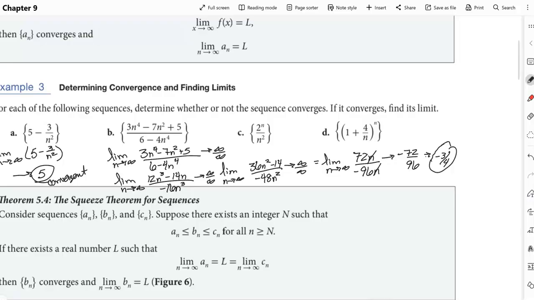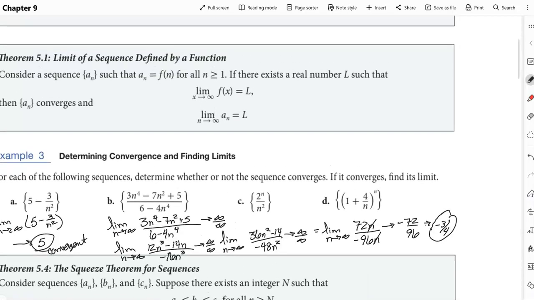So let's look at C. I'm going to write C up here. We're going to take the limit as n goes to infinity of 2 to the n over n squared. So the top's going to infinity and the bottom's going to infinity, so we would use L'Hopital's. The derivative of 2 to the n is 2 to the n ln of 2. Derivative of the bottom is 2n. Again, that's infinity over infinity.